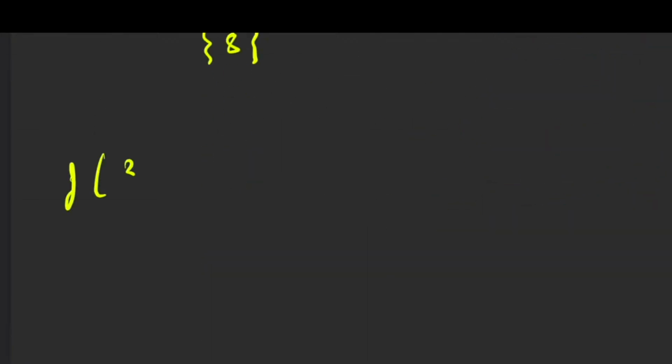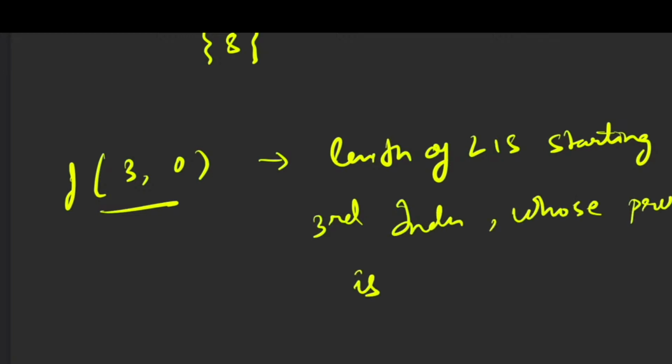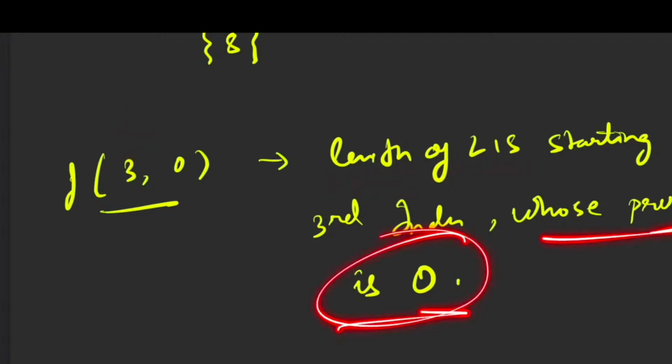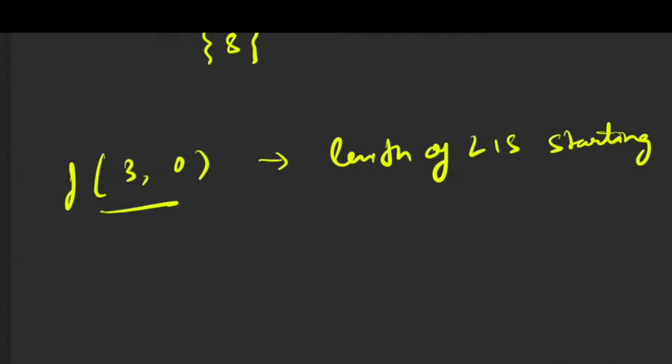If I write f of 3, 0, this means length of LIS starting from third index whose previous index is 0. Let's understand this. Length of the LIS starting from the third index whose previous index is 0, which means 1, 2, 3. If you're here, third index.